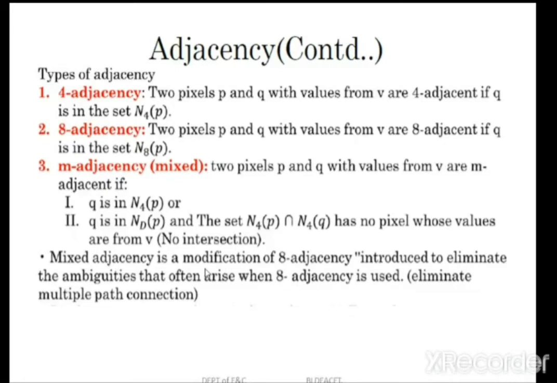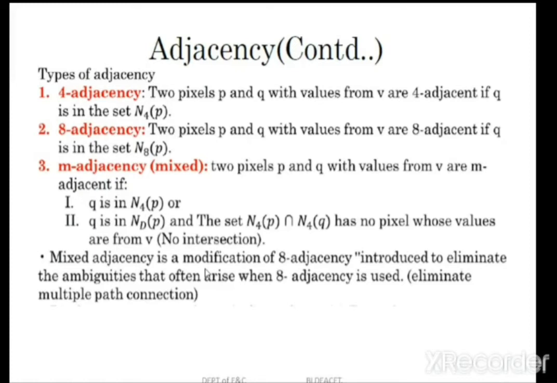And similarly, we have 8 adjacency. The 8 adjacency between the 2 pixels P and Q with respect to V can be defined like this. They are said to be 8 adjacent if Q is in N8 of P or P is in N8 of Q. Means we can say that P is 8 adjacent with Q if Q belongs to the 8 neighbors of P.